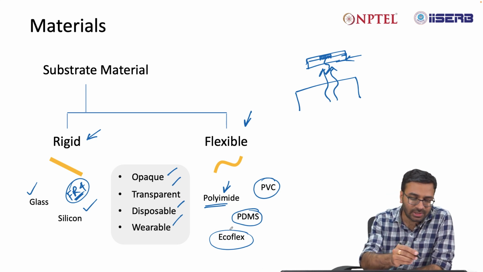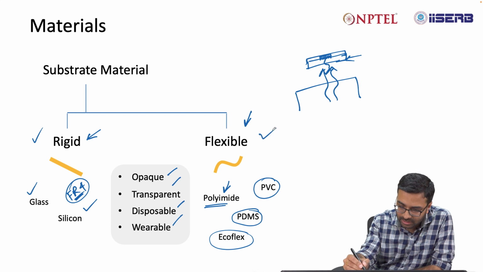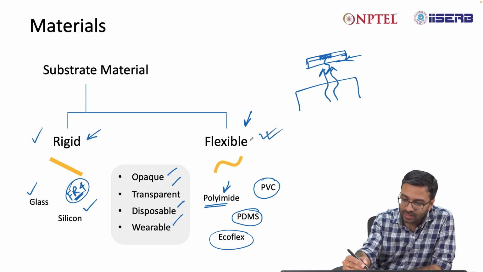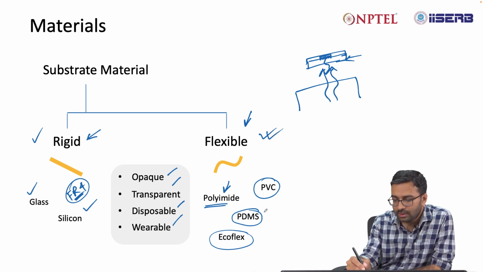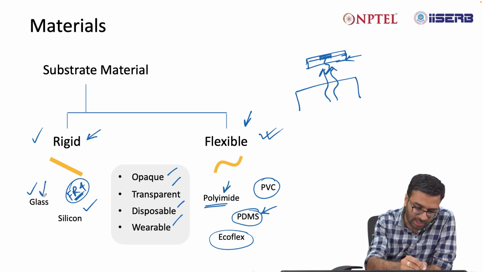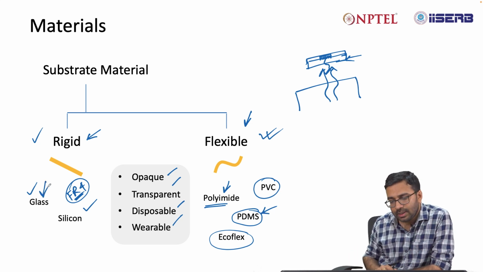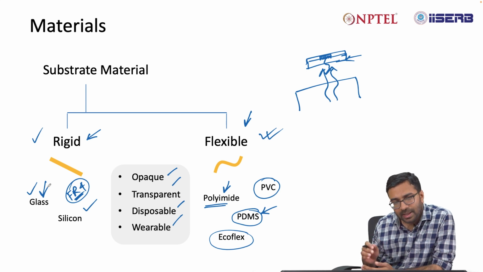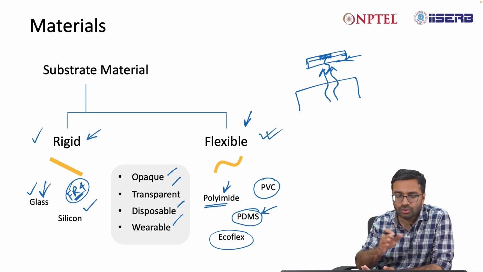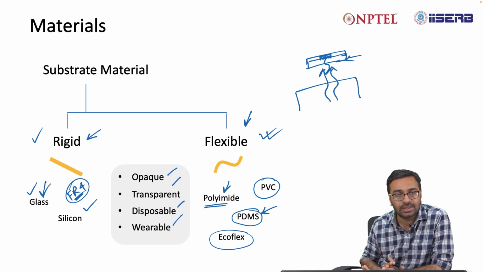So you have rigid substrate, you have flexible substrate. Then if you need a flexible transparent substrate, you may use PDMS. If you need a transparent rigid substrate, then you have glass substrate. Based on your application, you can choose these substrates. It's up to the sensor designer what substrate you want to choose for a certain application.